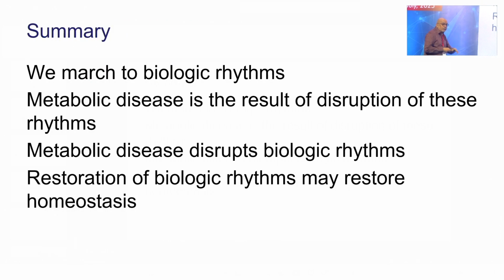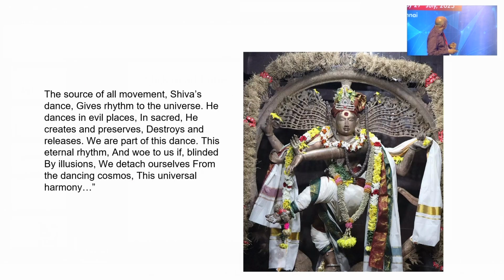So to summarize, I have 19 seconds. We march to biological rhythms. Second, metabolic disease is because we disrupt these rhythms. Metabolic diseases disrupt biological rhythms. By restoring biological rhythms, we restore homeostasis. The best way to get rid of diabetes is to have darkness in your room, eat before you're supposed to finish food, and sleep nicely at night.